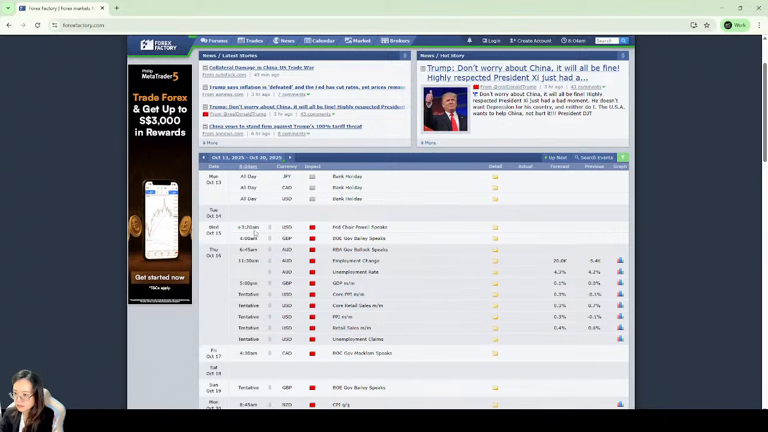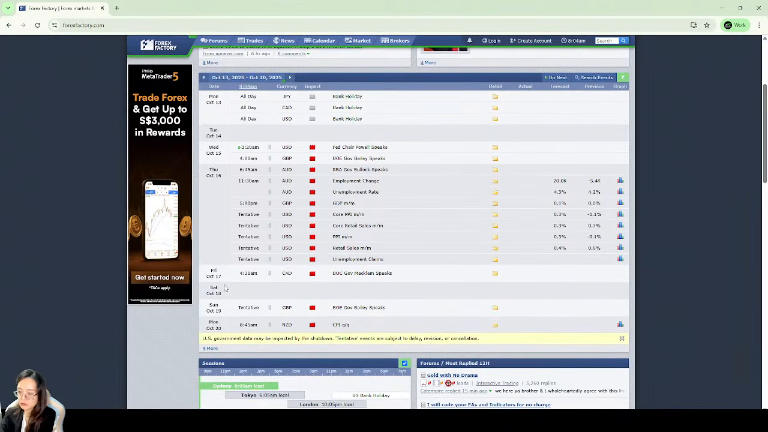October 15, 3:20 a.m. we have Powell speak, and for the GBP at 4 a.m. we have Bank of England. October 16, we have unemployment change for the Aussie dollar and GDP, and another NFP. We don't know when. And October 17 we have the Bank of Canada as well. So this is the high impact news coming up.